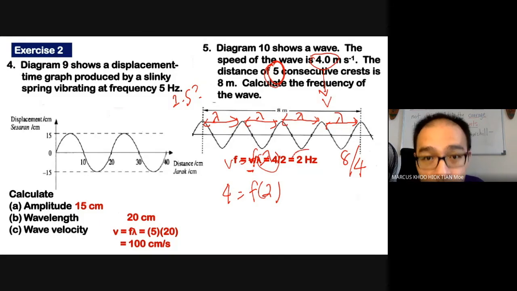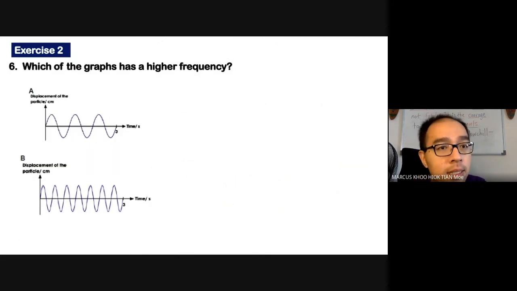Okay, it's a good try, but this is, again, a very common mistake. So we learn from this mistake. Remember, wavelength is the distance between 2 crests. So you need to make sure, 2 crests is 1 wavelength. You want to count how many wavelengths are there, not how many crests. All right, number 6.